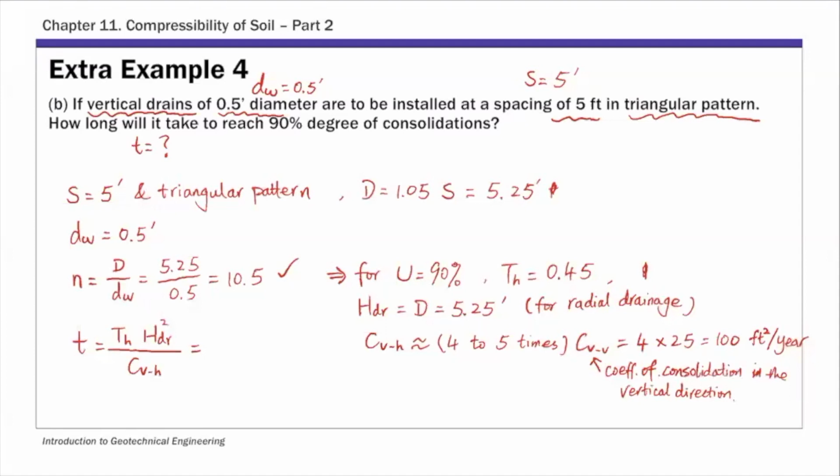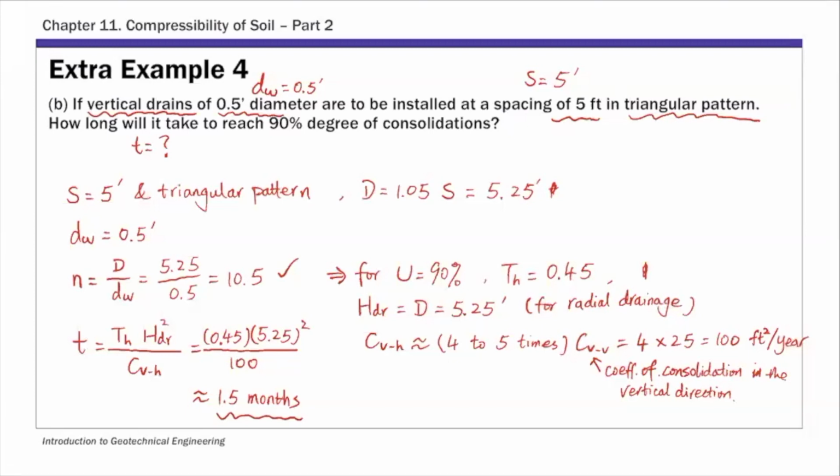And if you substitute all these numbers, so that's 0.45, and HDR here is that capital D, 5.25 squared, over C sub H, 100. If you plug in all these numbers and convert the final result to months, we get a time t in this case of only 1.5 months. So that is much more manageable for a construction project.